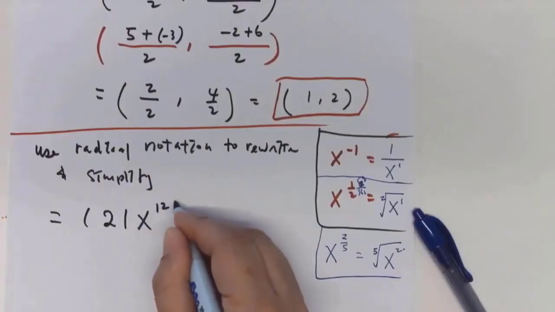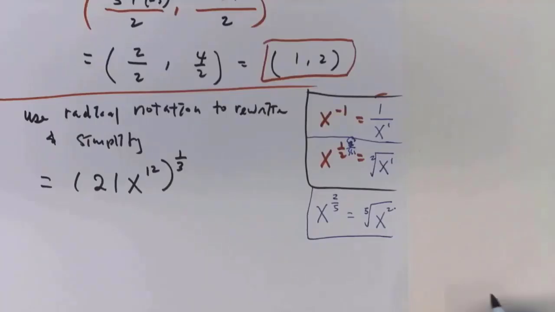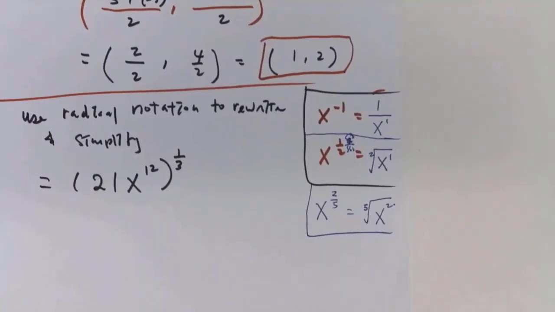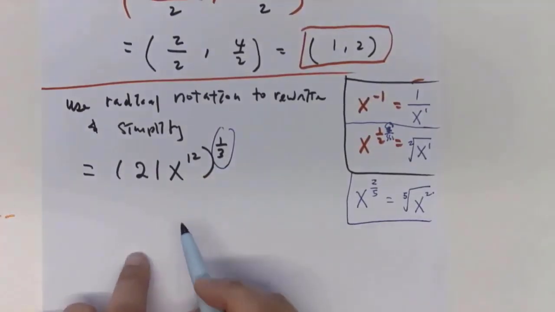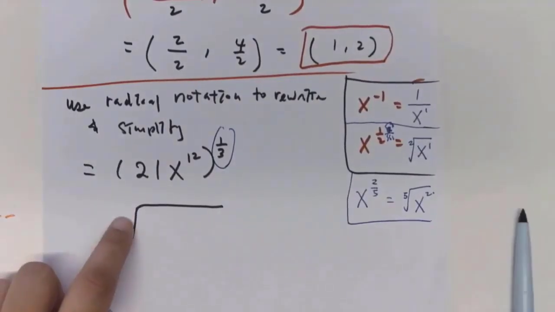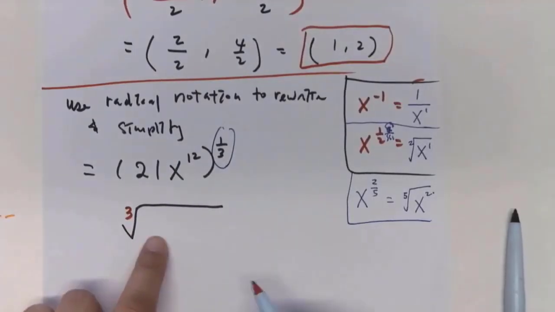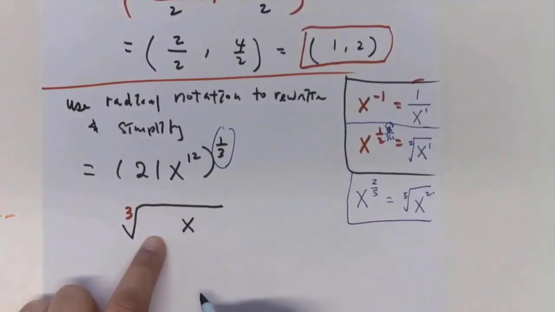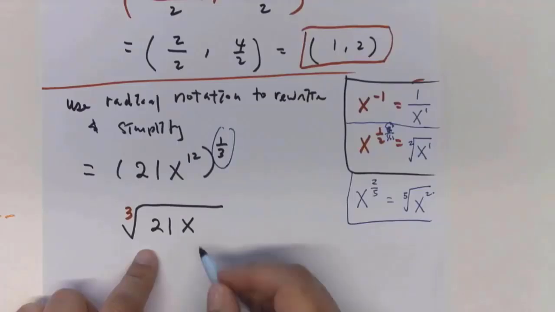21x to the 12th power raised to 1/3. Okay, what is the 1/3 power? How do I change the 1/3? It turns into a root. What kind of root? What is the root number? The third, this is your root number. Inside we have just 21, x to the 12.